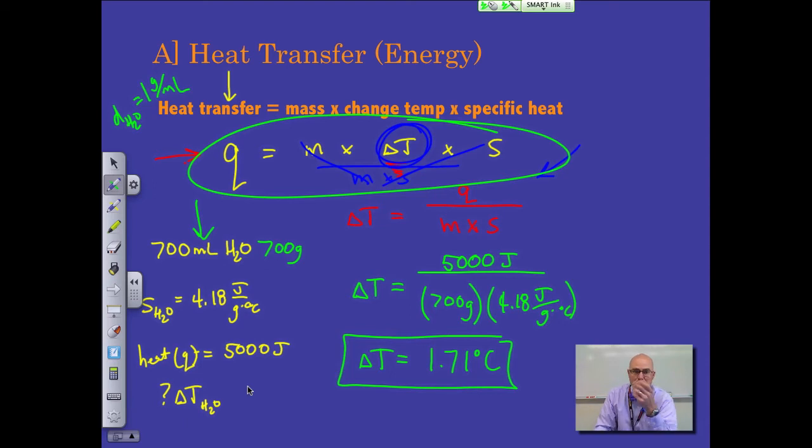Obviously, I could ask for any of these three variables, specific heat included. But that's the straightforward formula. Mass is going to be in grams. Change in temperature is in degrees Celsius. The reason is because our specific heat is in joules per gram degree Celsius. We could see it in calories, but we're going to use joules since we're going to use SI units. And of course, that means the heat transfer unit is in joules. So that's heat transfer, a little bit about energy.